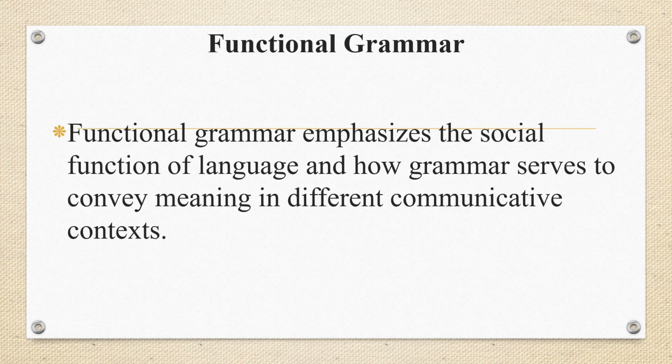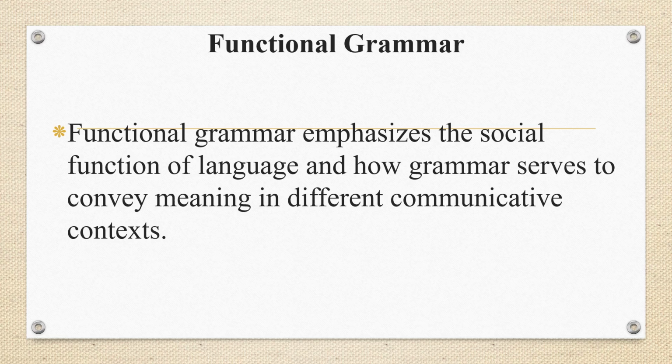Functional grammar emphasizes the social function of language and how grammar serves to convey meaning in different communicative contexts. This approach, associated with linguists like Michael Halliday, views grammar not just as a set of abstract rules but as a system that enables speakers to express meaning in context. The purpose of functional grammar is to understand how grammatical structures fulfill different communication purposes, such as expressing relationships between people, actions, and things, or structuring information within a sentence.